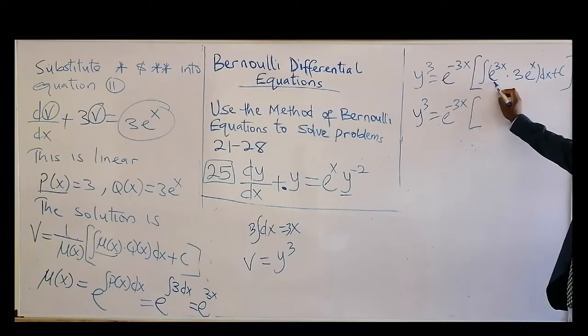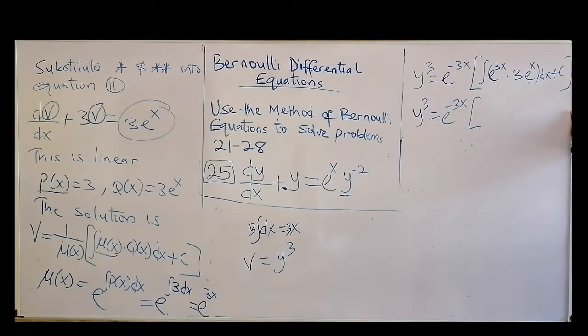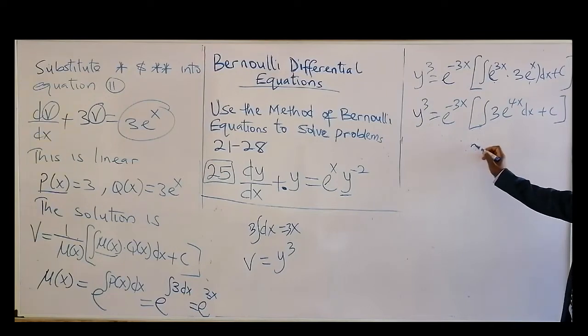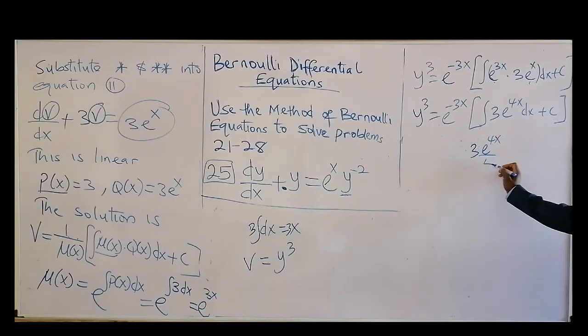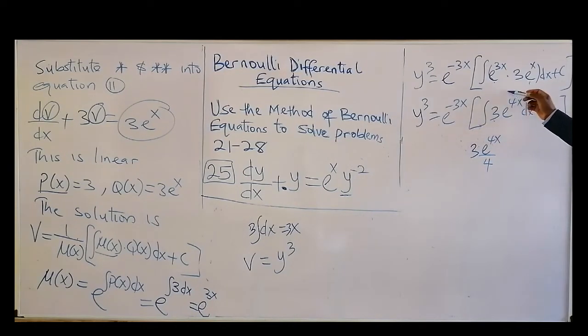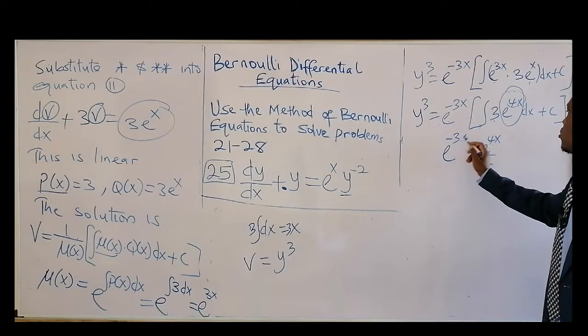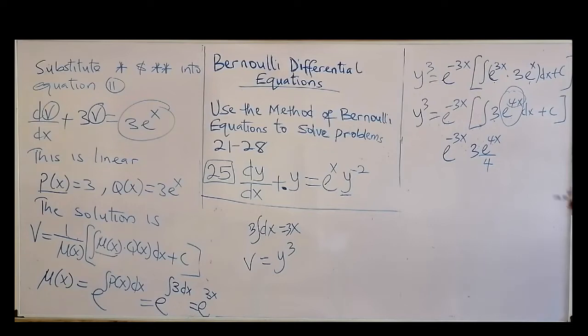If you combine this one together, exponential, okay, the bases are the same, add the power together, so that will be 3 e to the 4x dx plus c. Okay, and that will be equal to 3 e to the 4x over 4. This 3 is just a constant. When you have exponential and you want to integrate, it will be the same function, but you divide by the derivative of the power, which is 4. Okay, times this one, e to the minus 3x, then plus c e to the minus 3x. This one times this integral, this one times the constant there.